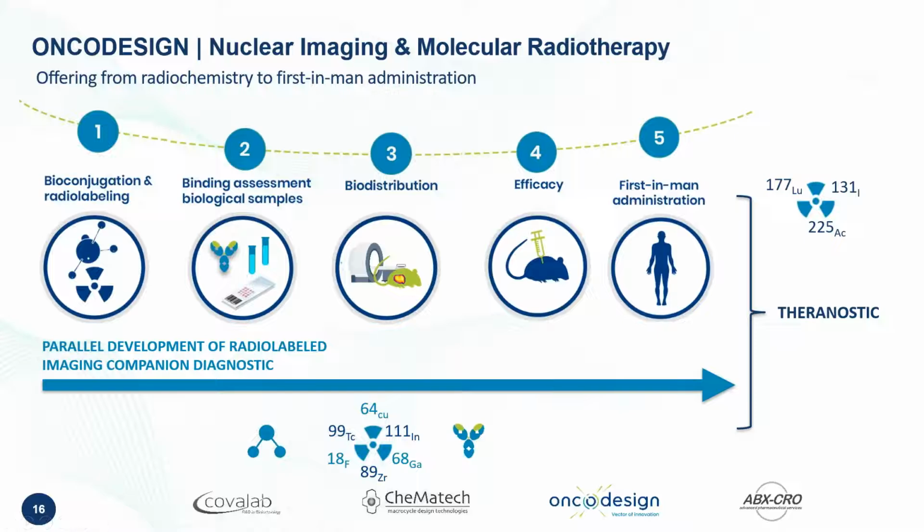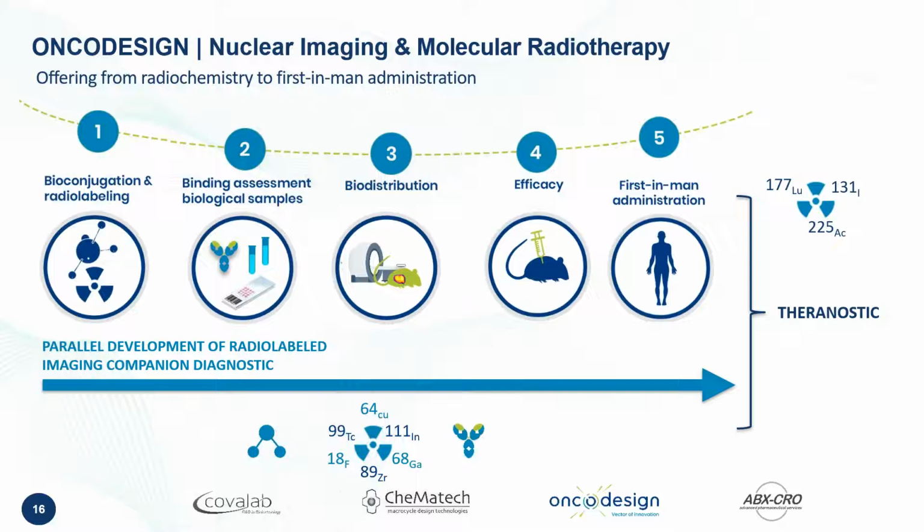So now I will talk more about the preclinical developments of nuclear imaging and molecular radiotherapy. At Oncodesign, we can start from the bioconjugation, taking the chelating agent from Kematec and biovectors from Covalab or any vectors that you may have, and perform the bioconjugation and radiolabeling. Then we will have a step of binding assessment on biological samples. It's very important to evaluate the true binding of your compound. It can be on cell models or on tumor biopsy or whatever.